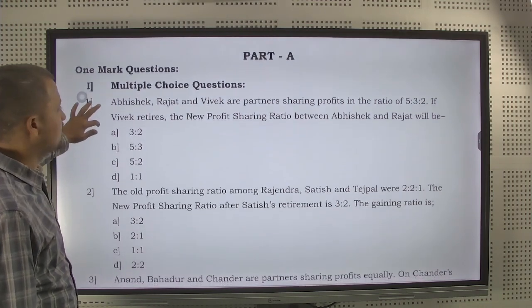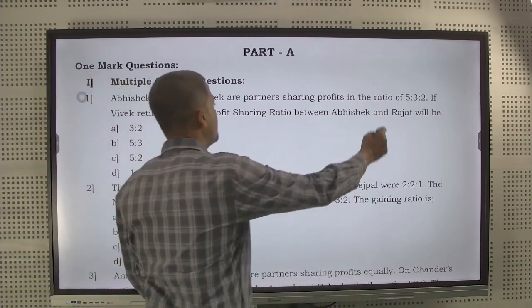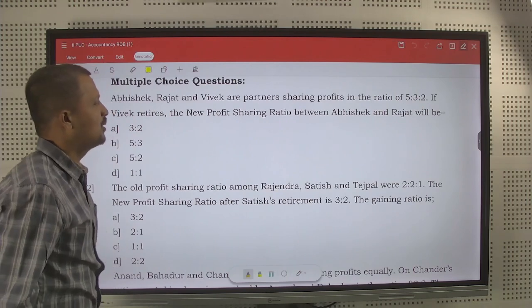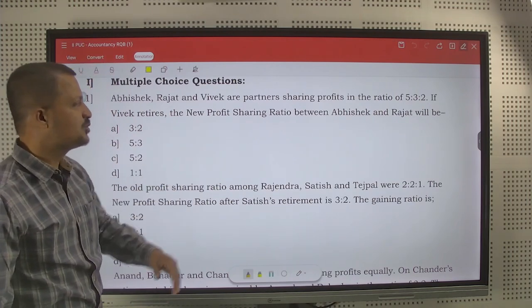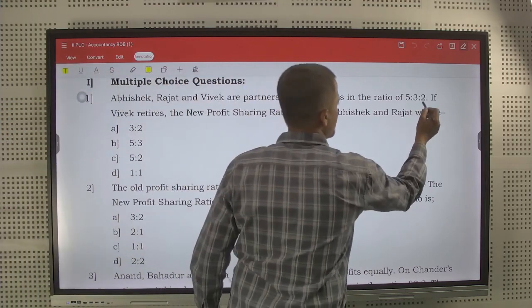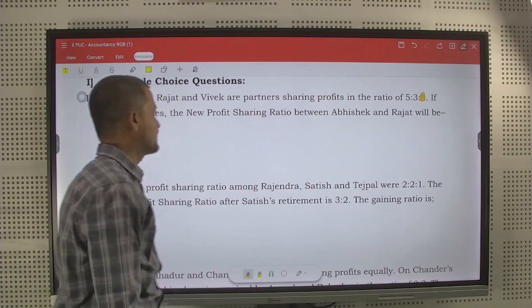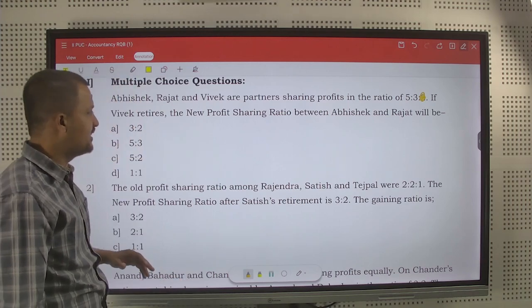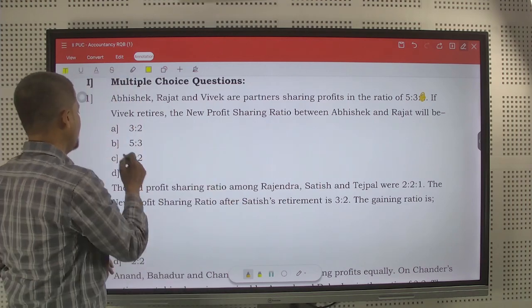Abhishek, Rajat and Vivek are partners, sharing profits and losses in the ratio of 5:3:2. If Vivek, the last one, retires, the new profit sharing ratio between Abhishek and Rajat will be what is left there?